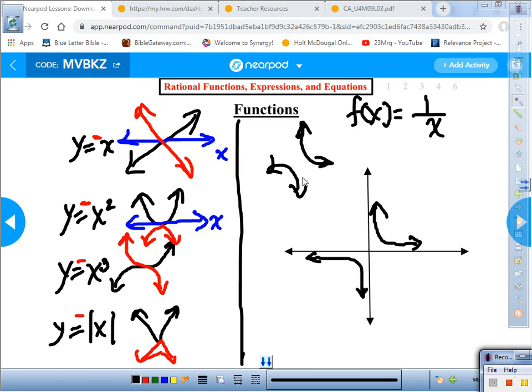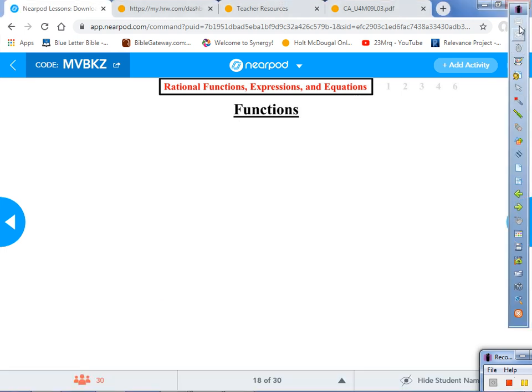Yes? However, look up. What would happen if it had a negative? Tell your neighbor, what would happen if it had a negative? It would reflect about what? About the x-axis. So this one will reflect down here, and this one will reflect up here. Fairly simple? Yes. All right, good. All right, let's move on.